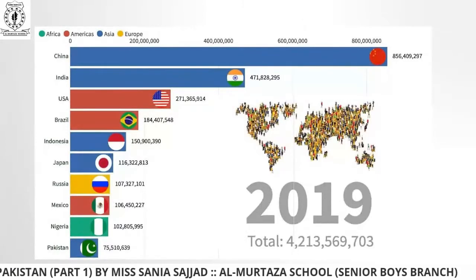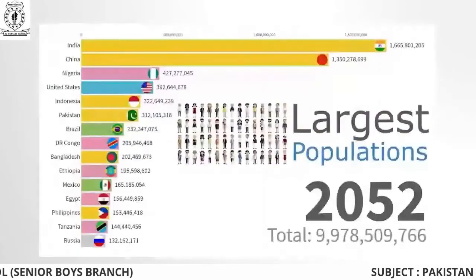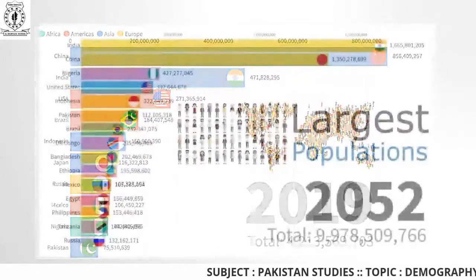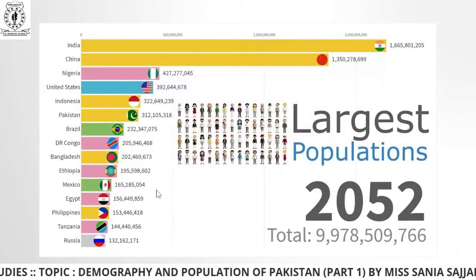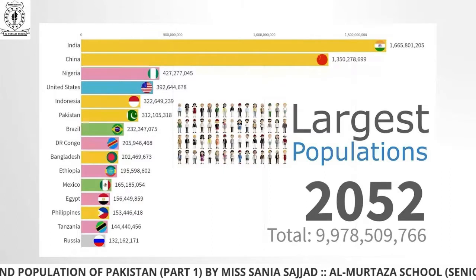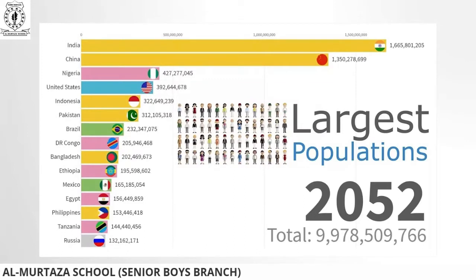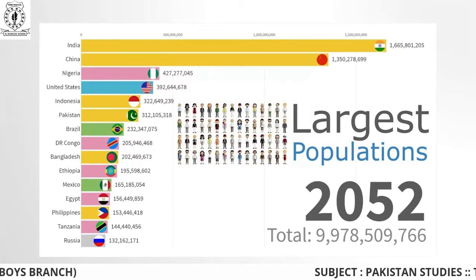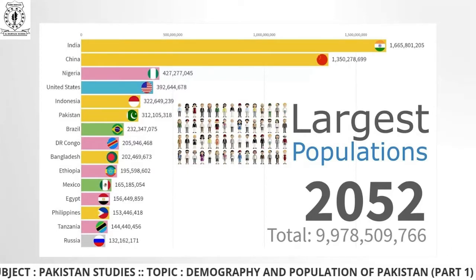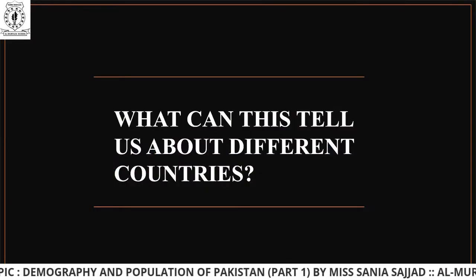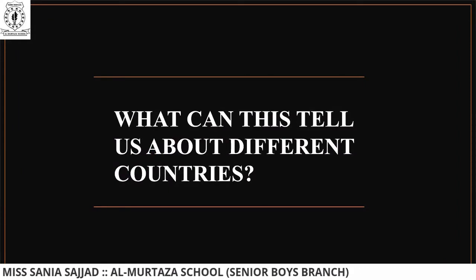Now, you can see this example. I have already shown you the example of 2019. Coming towards the next example, you can see the expected population of 2025, where India will be the largest. You can see it over here in the world, and other nations are listed below according to statistics. But the question which arises is, what can this tell us about different countries? I have already told you about the map of 2019 and then the prediction of 2025.